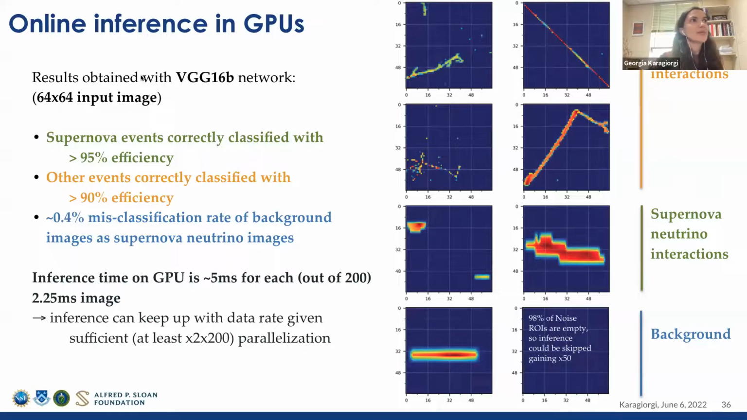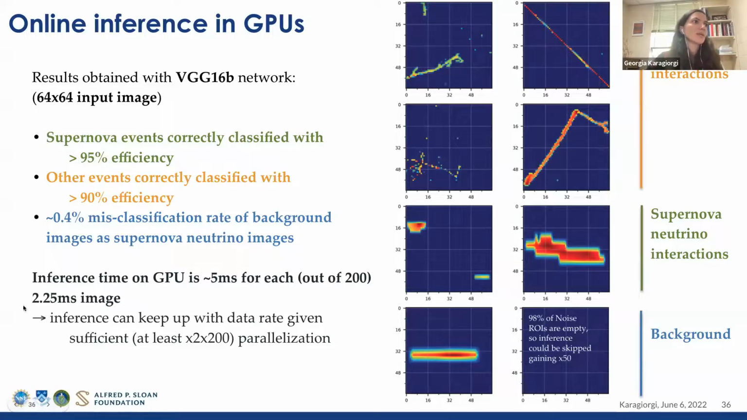We were still, by retraining a rather large network, able to achieve high accuracy, more than 95% efficiency in finding supernova interactions, and more than 90% efficiency in finding other rare high energy interactions, and a very small misclassification rate of background only or empty frames. And we could do that with an inference time measured on a GPU of about 5 milliseconds for each input, corresponding to an integration time in our video stream of about 2.25 milliseconds.